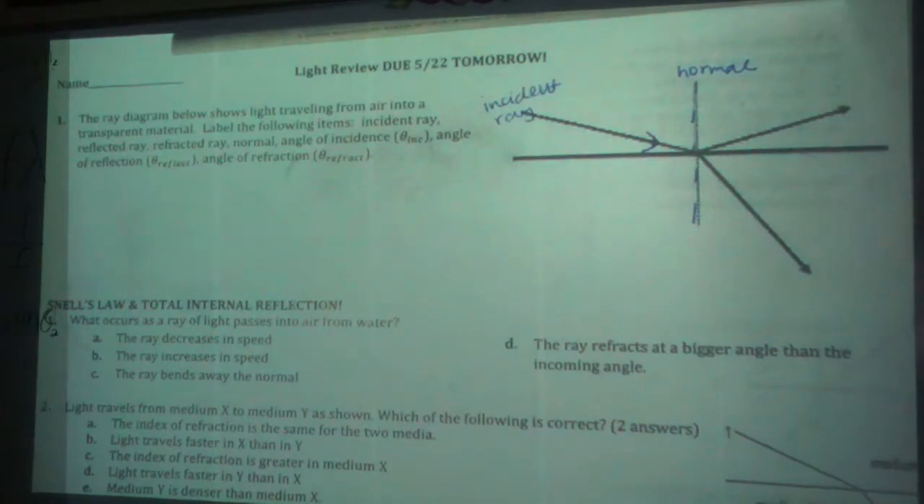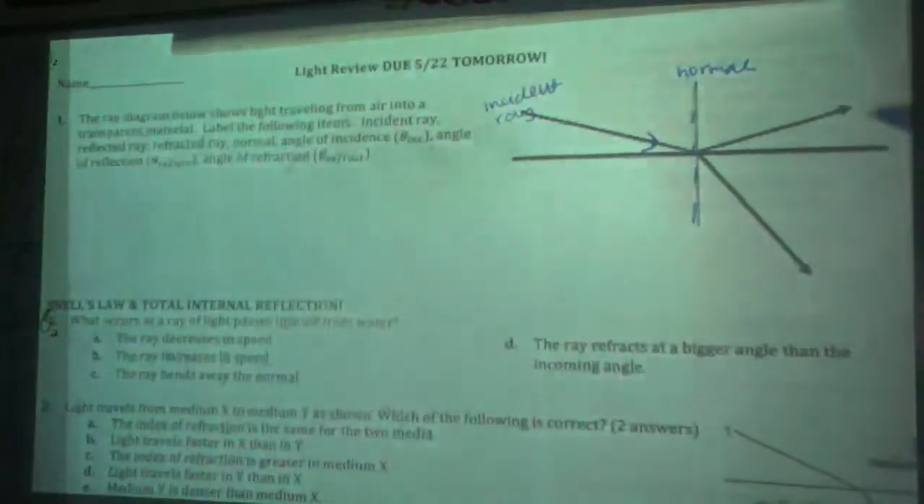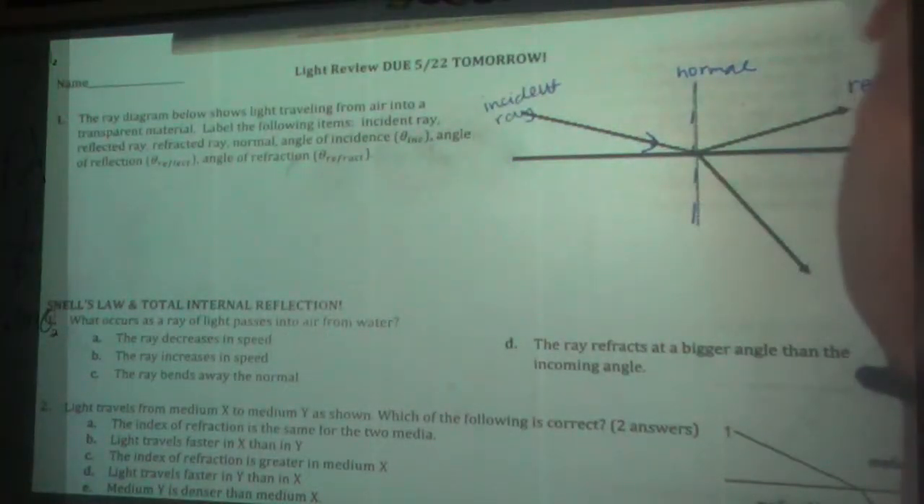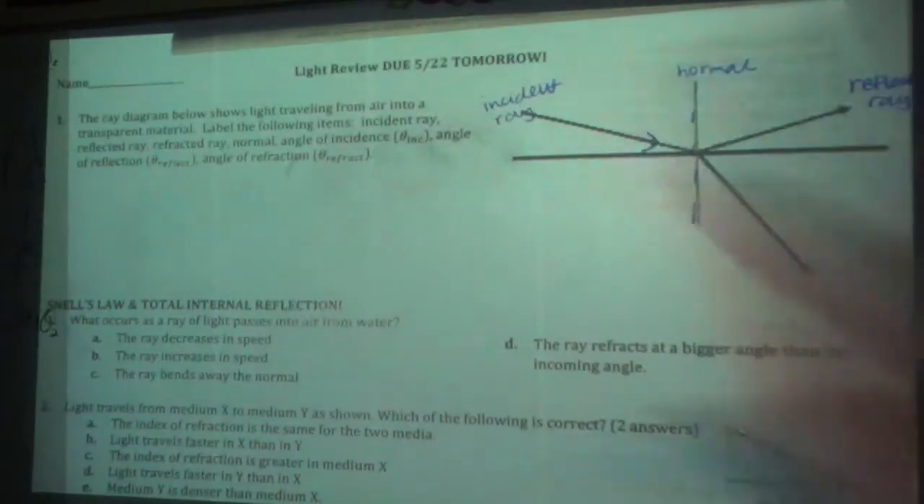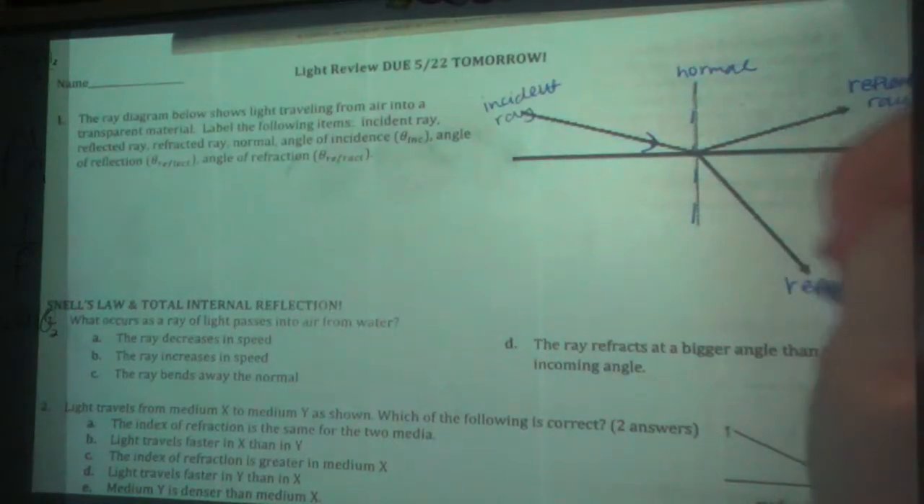To reflect means to bounce off. So if this is my surface, the ray that's bouncing off the surface is this one. This would be my reflected ray. The one that goes through the surface but is bent, that's this one right here. This is my refracted ray.